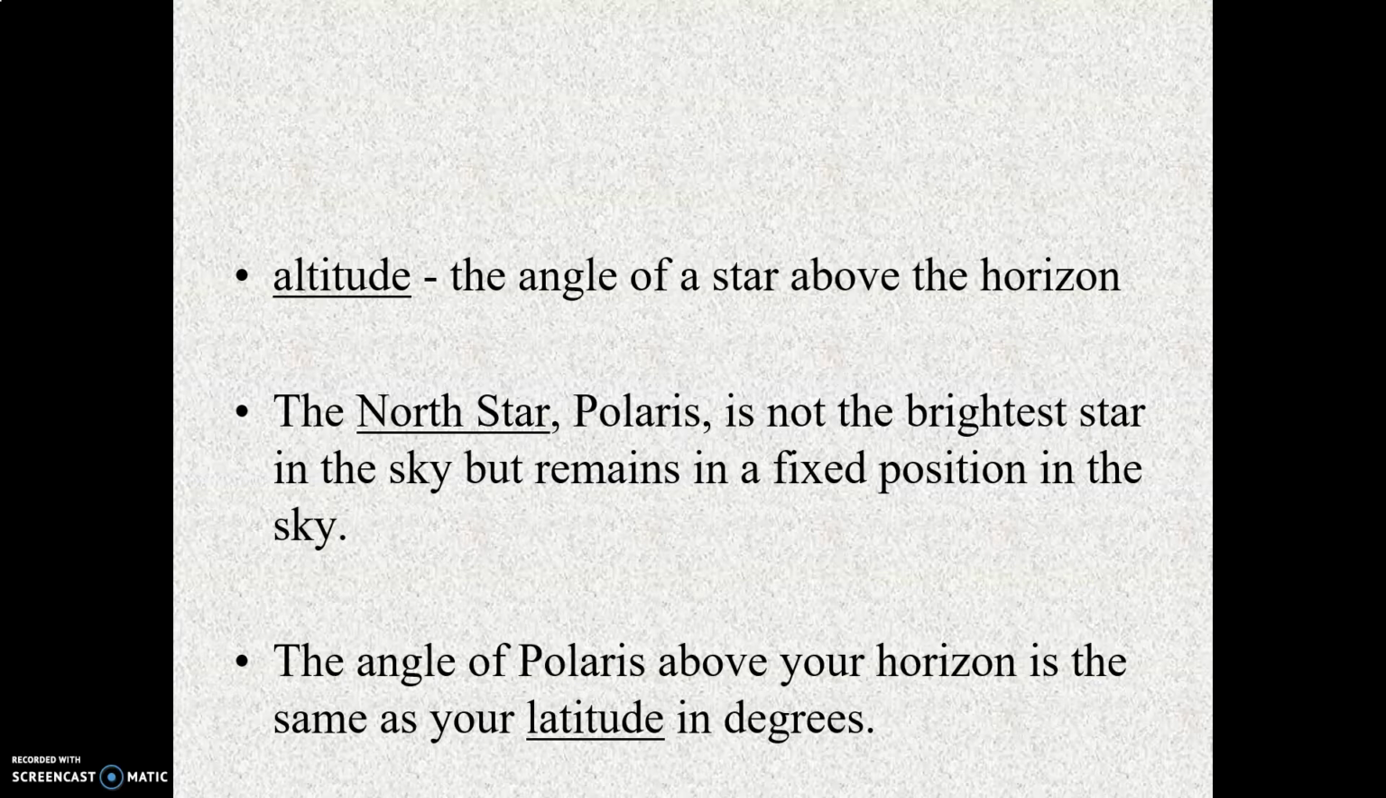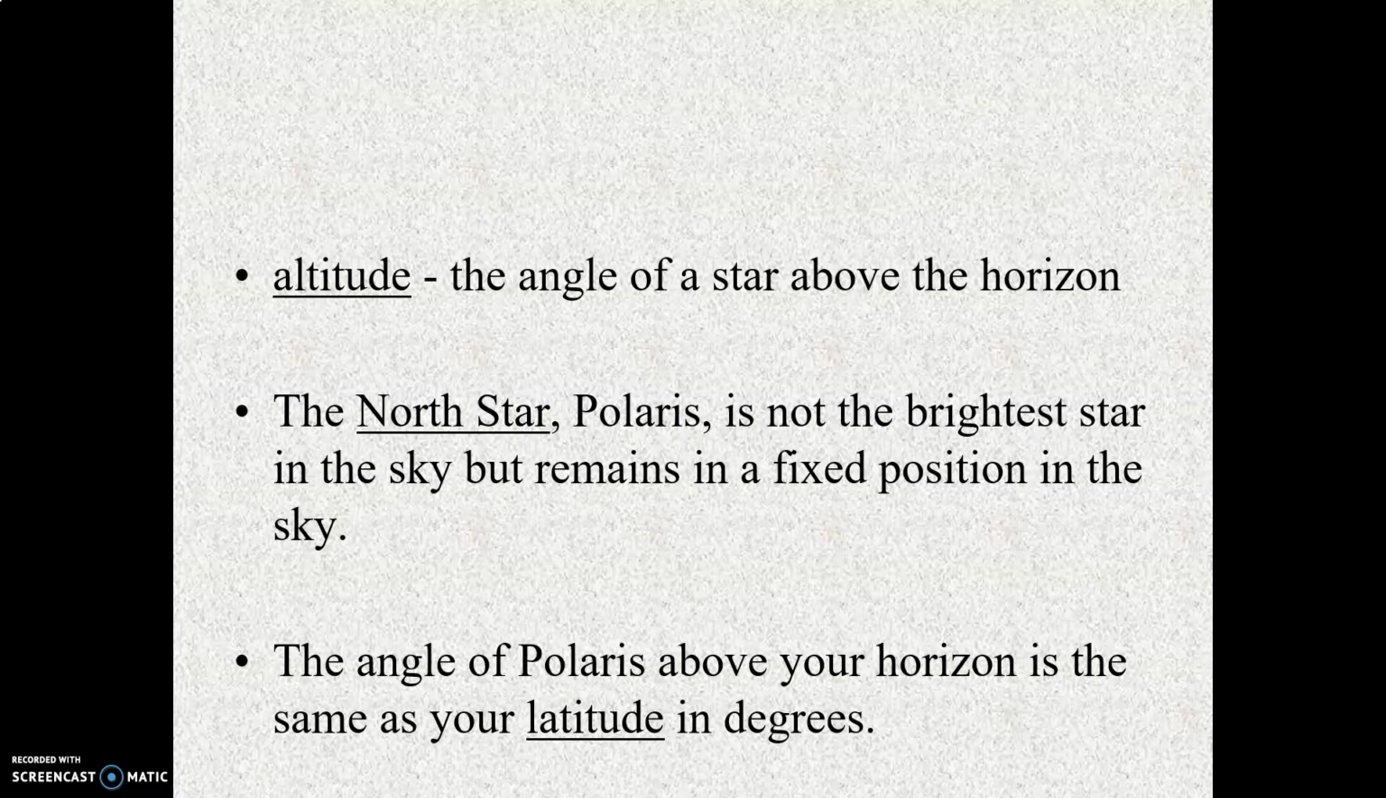But it is fixed, which means it's above the Earth's axis, which means as the Earth rotates, Polaris doesn't really move. It stays right there in the sky. And you can see all the other stars and constellations moving around Polaris. But that's kind of important. You can use that for navigation.